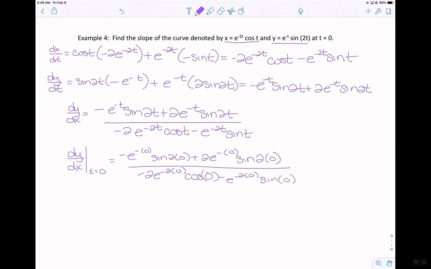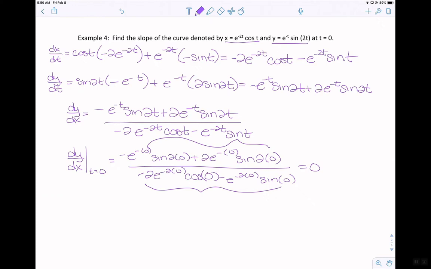Well, sine of 0 is 0. And the cosine of 0 is 1. So in the denominator, I get something that's not 0. But in the numerator, all of them are being multiplied by the sine of 0. So this will give me 0. Okay? So the slope of my tangent line, or the slope of the curve, is equal to 0.